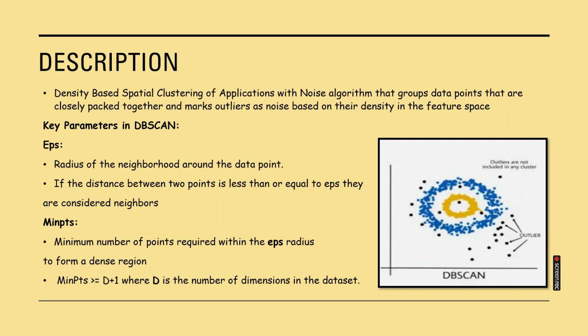The minimum number of points should be greater than or equal to D plus 1, where D is the number of dimensions in the data set. So this is the detailed representation of the DBSCAN algorithm. Here we are clearly showing the outliers in black color. They are not included in any of the clusters.